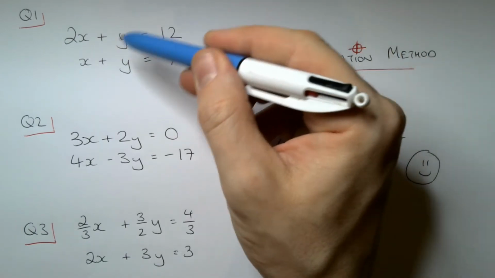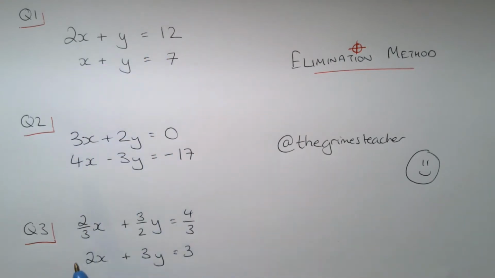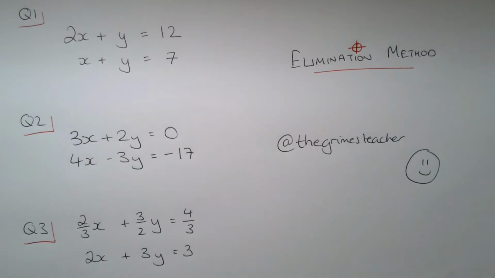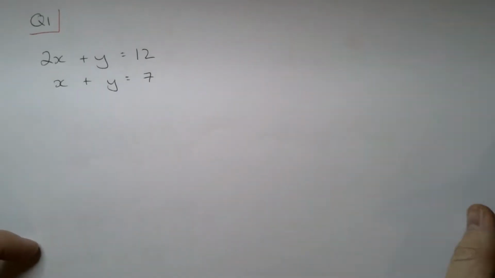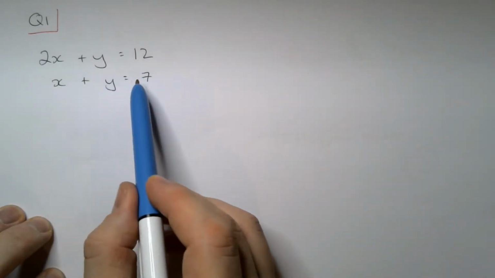So I'm going to do three examples in this video, starting with the easiest and then getting progressively more difficult. So feel free to jump ahead and try out the harder ones if you'd like to. But let's start off with question 1. Question 1, we have 2x plus y equals 12 and x plus y equals 7.